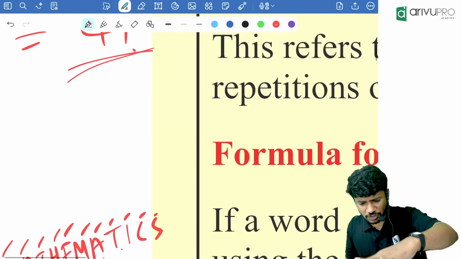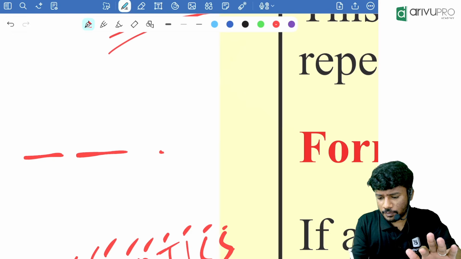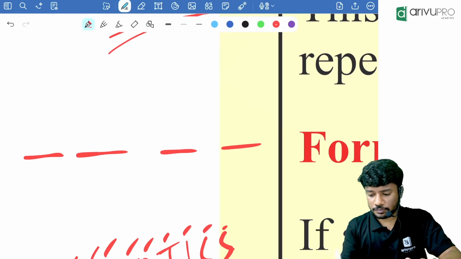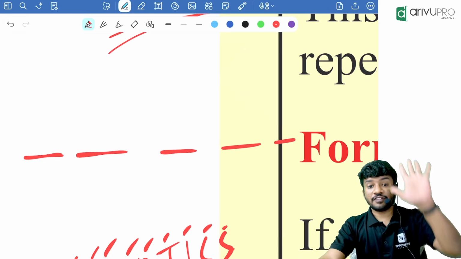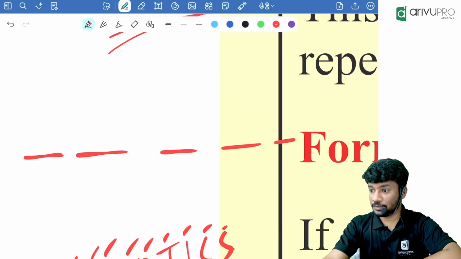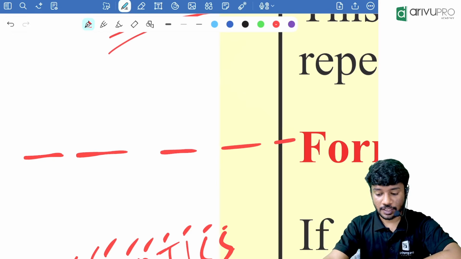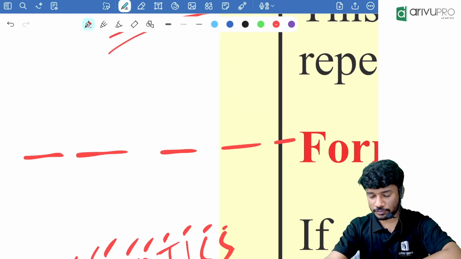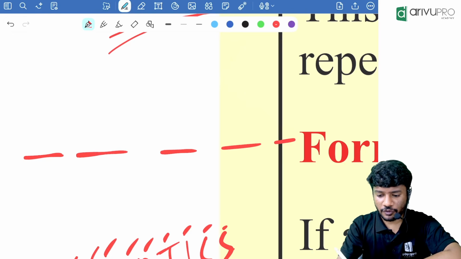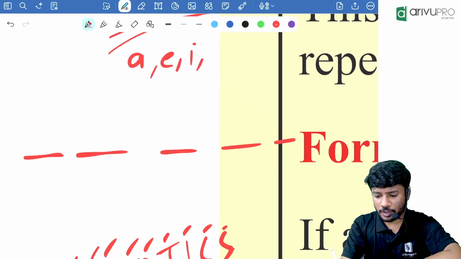Next, I'll give one more. People, a 5-letter word is there. Okay, 5-letter word is there. We have 5 letters also. 5 letters are there. For example, A, E, I, O, U.